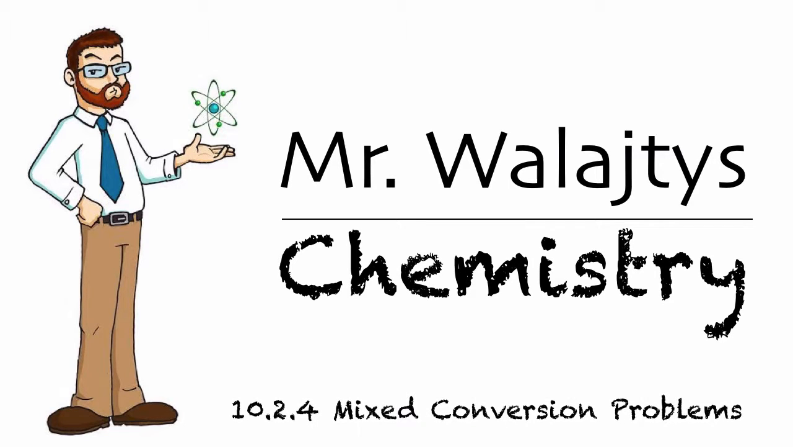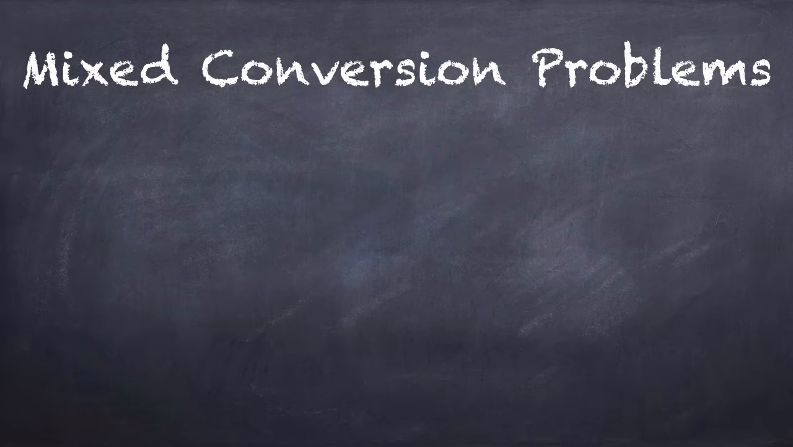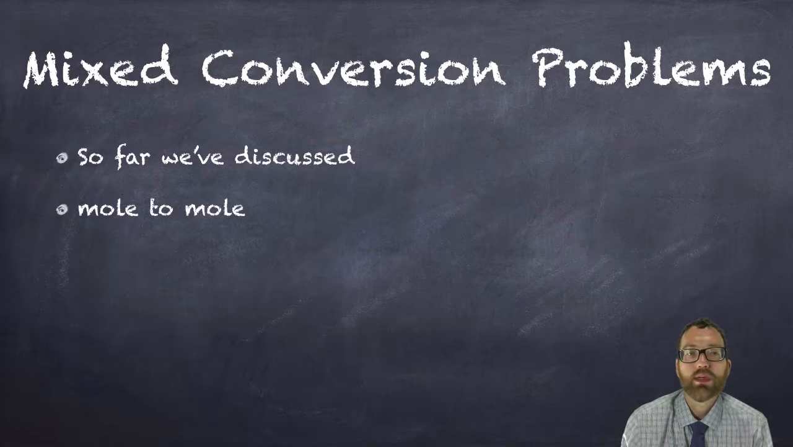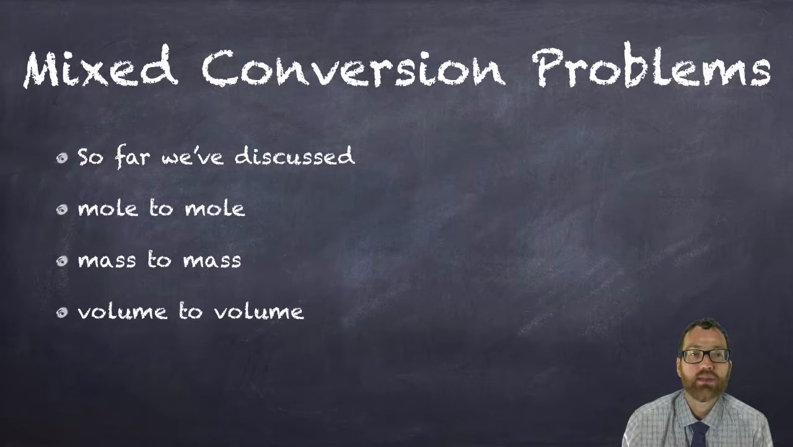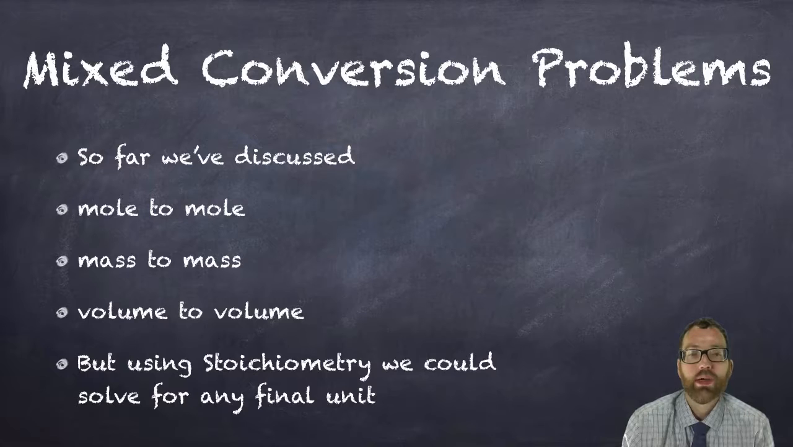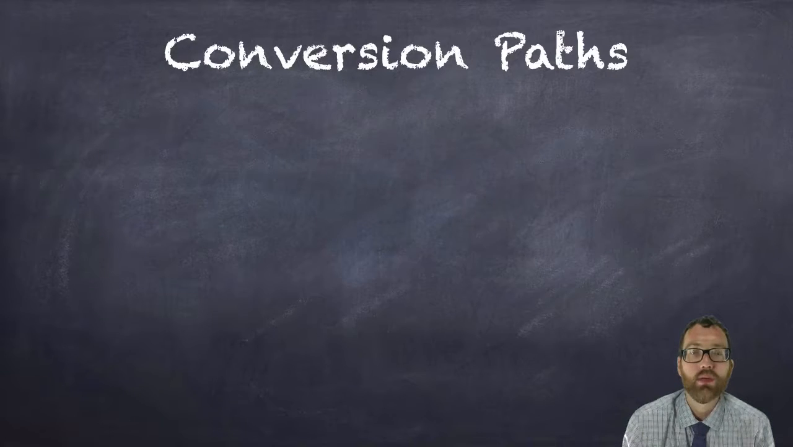In this section, we're going to talk about mixed conversion problems. So far, we've discussed mole to mole, mass to mass, volume to volume, but by using stoichiometry, which is just a fancy word for the type of math we've been doing, by setting up these brackets and crossing things off and working till we get to the units we want, you can solve for any final unit. So these are the conversion paths you can take.